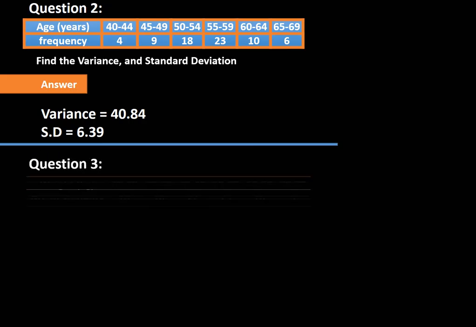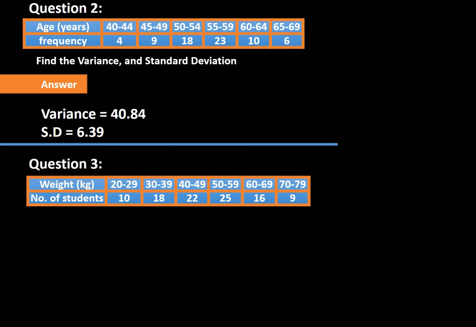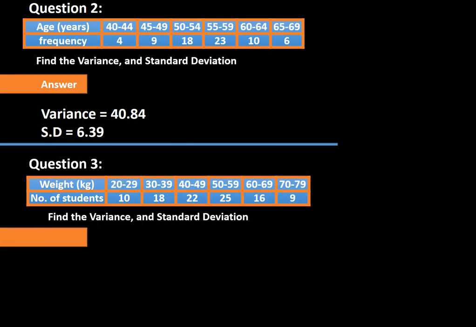Question 3. So question 3 is in kilogram. We have weights of some people, which is 20 to 29, 30 to 39, and so on and so forth, and their corresponding frequencies. So you are asked to find the variance and standard deviation. So you can go ahead, pause the video, and then once it's done, you can come back and check the answer. So you've done that, good. Now these are the answers. We have the variance to be 206.84 kilogram, and standard deviation to be 14.38 kilogram. Right? So that's what it's all about.